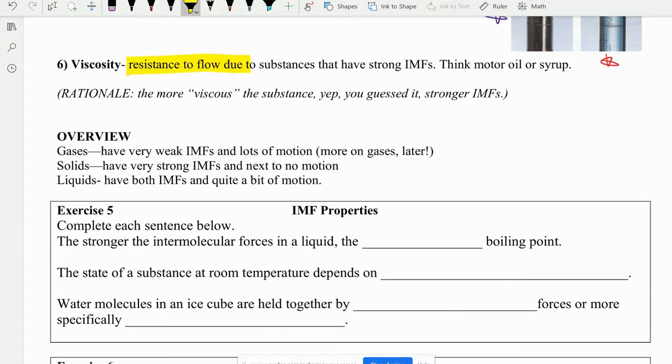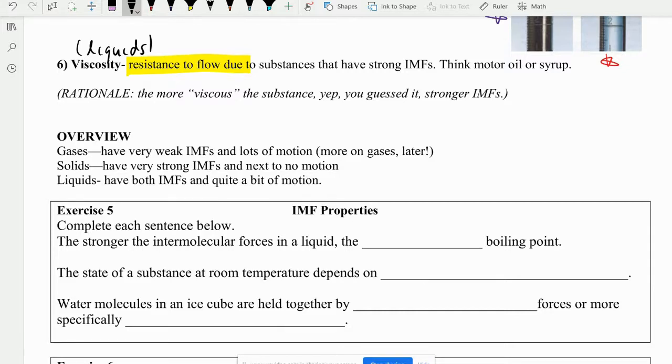So a substance that is more resistant to flow has stronger IMFs. Think of motor oil, of syrup, of really thick liquid substances. So yes, again, viscosity really is only referring to liquids. Okay, and again, the more viscous, the stronger the IMFs.